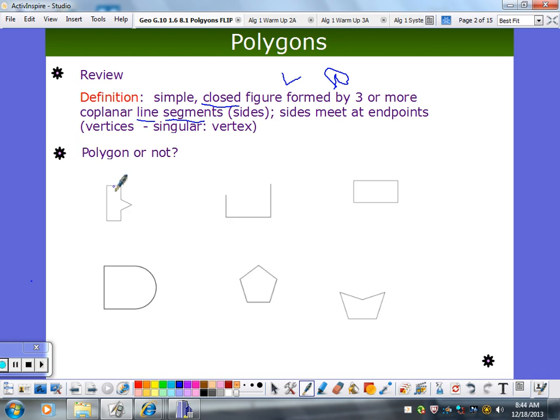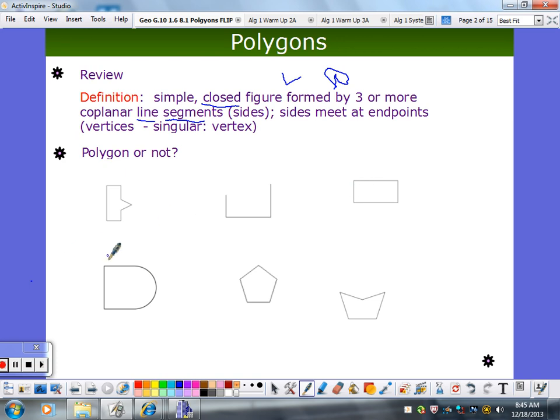First of all, let's decide, are these polygons or are they not polygons? Polygon? Yes. Is it closed? Yes. Is it coplanar line segments? Yeah. They meet at these vertices. A non-coplanar shape would be something that's three-dimensional, so maybe I've got some sides that go up in the air, so that maybe they come towards you a little bit. Polygon, not polygon. No. Nope, not closed.